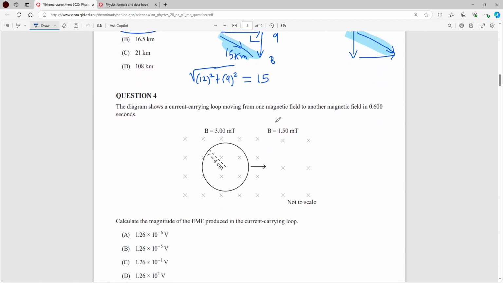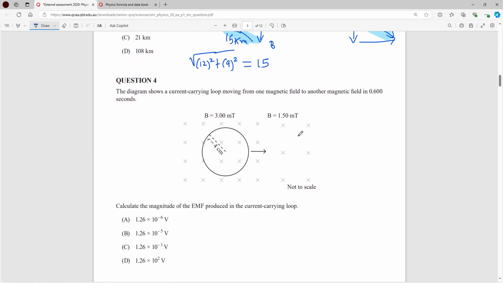Righto, let's move on to question 4. So the diagram shows a current carrying loop moving from one magnetic field to another field in 0.6 seconds, okay? So here we can see we have a very strong magnetic field moving to a weaker magnetic field, because you can see all these X's. These X's represent the magnetic field lines, so it's going from strong to weak. So what we're going to be doing is working out what's changing here, which is the magnetic field. The area of this object isn't changing, okay? So here, calculate the EMF produced in the carrying loop.